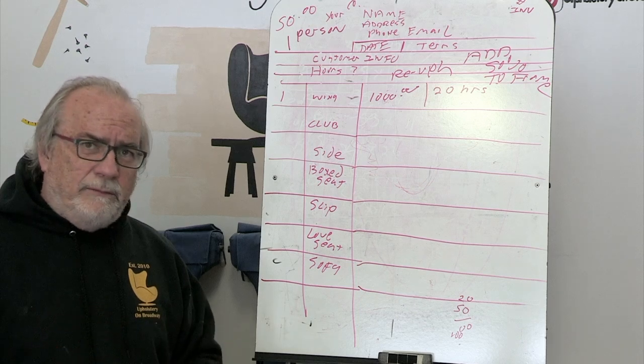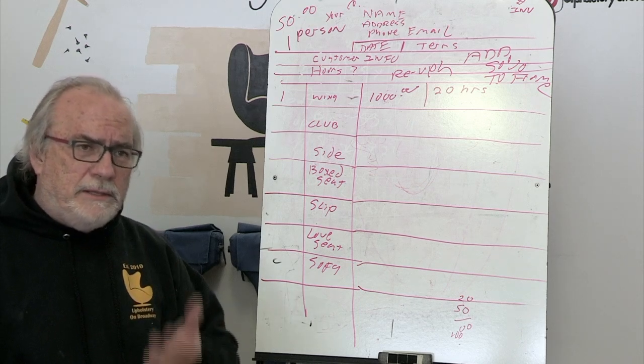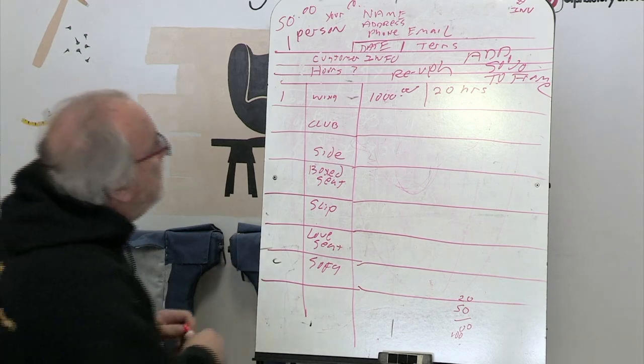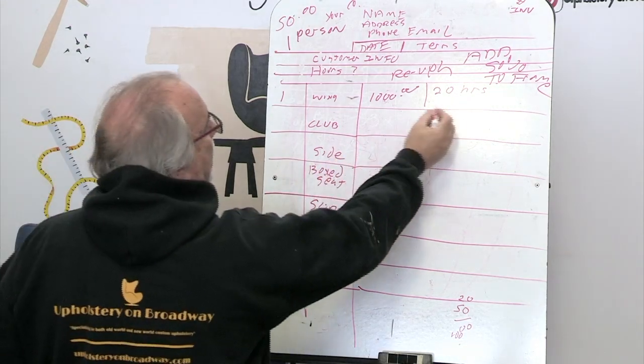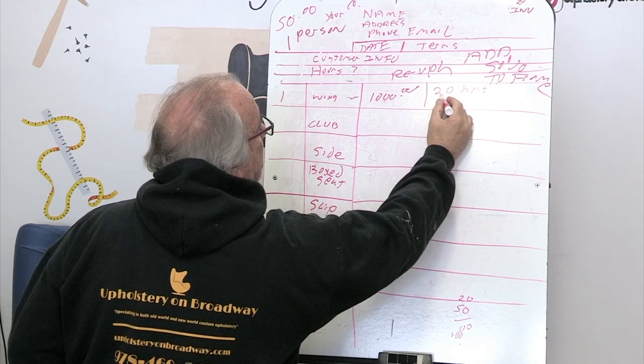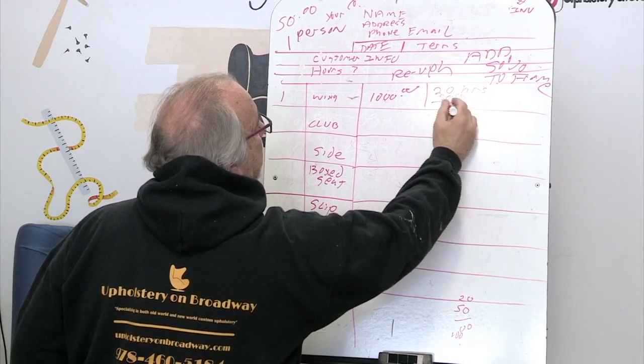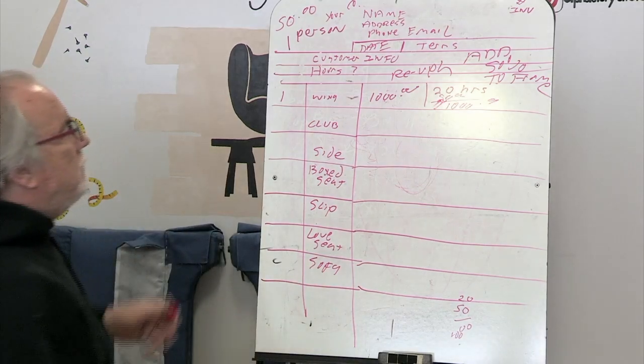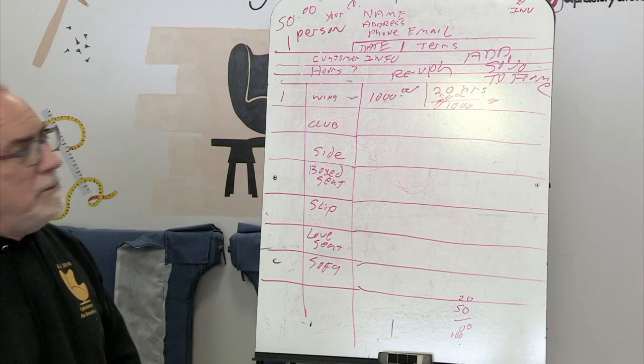You're not going down to the frame. You start going down to the frame on pieces, you add a lot of labor. So let's not go there yet, okay? So the wing chair, 20 hours, that's $50, right? 50 times 20 is $1,000, right? There you go. That's pretty much the basic formula for a wing chair.